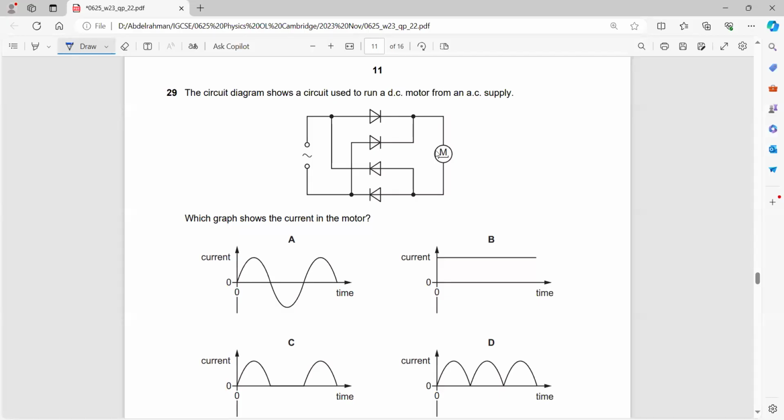C would have been right if you did not have these two diodes. Why? Because in C, the current passes in the first half cycle, and in the other half cycle it wouldn't be able to pass. But due to these two diodes, in the second half cycle the current passes through this diode, goes through the motor, and then goes back through the other diode. So you have two paths for the current. It will pass in either way. So it would be D.